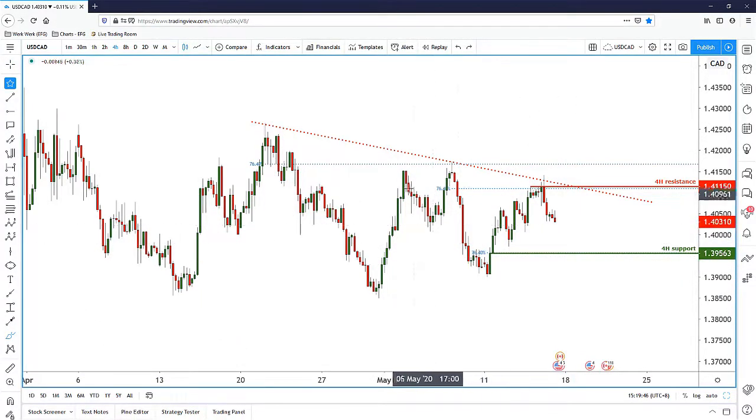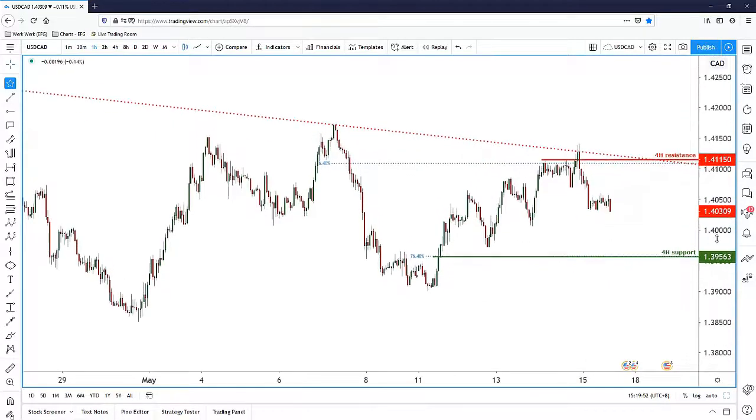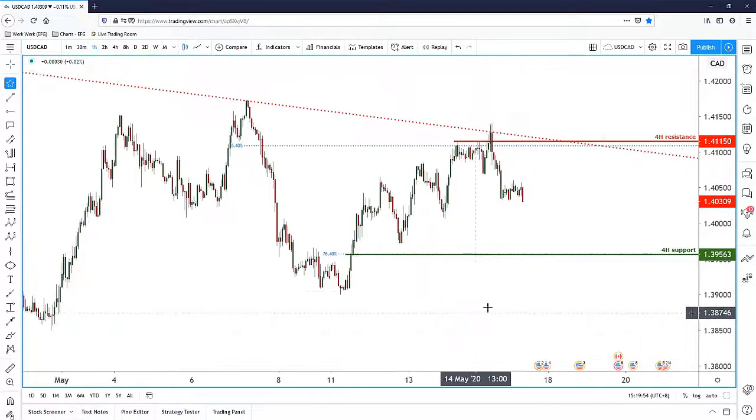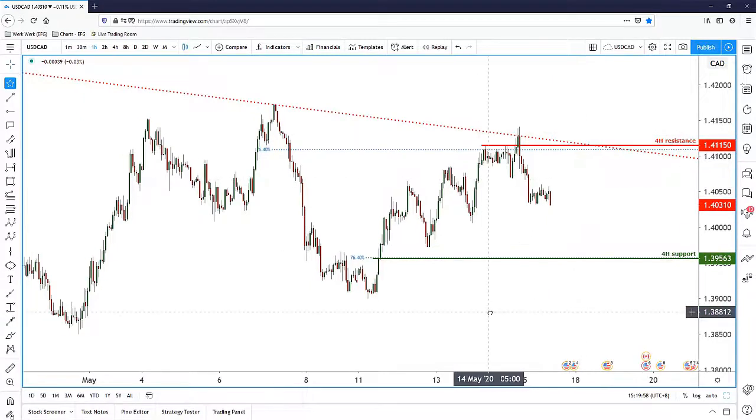All right, so now that we have these levels, let's go down to the 1 hour to fine tune our strategy. Okay, so we have the 4-hour support and the 4-hour resistance level.